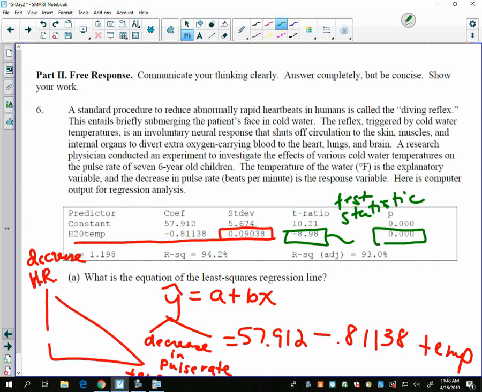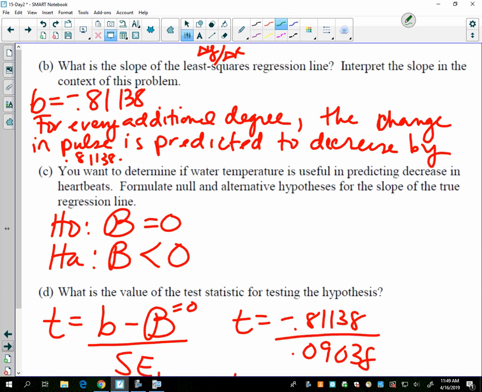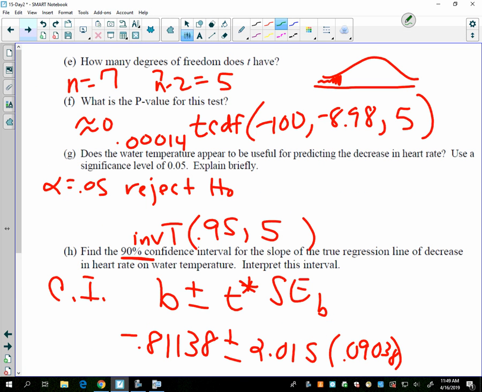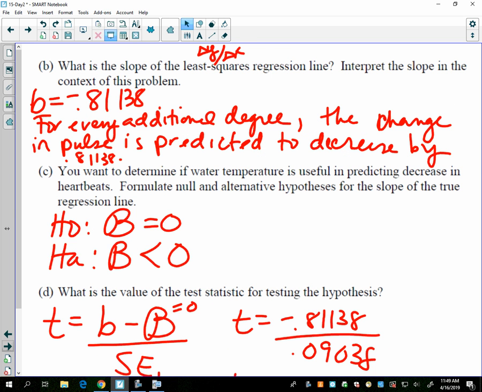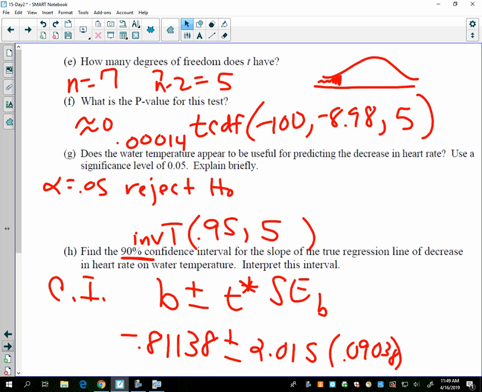P-value. And what is the p-value basically? Majorly statistically significant. So how many degrees of freedom? There's 7. Yeah, there's 5 degrees. How do we know? Magic word 7. So then it's n minus 2, so that's 7 minus 2, which is 5. Okay, so now the p-value for this test is practically 0.